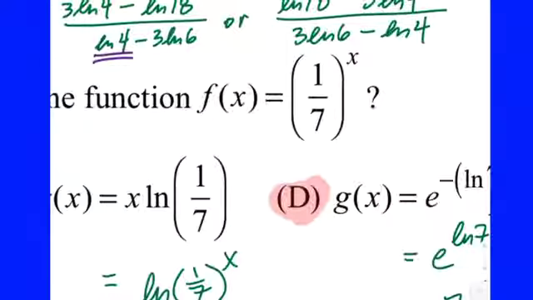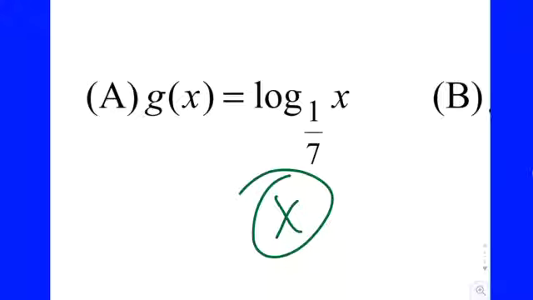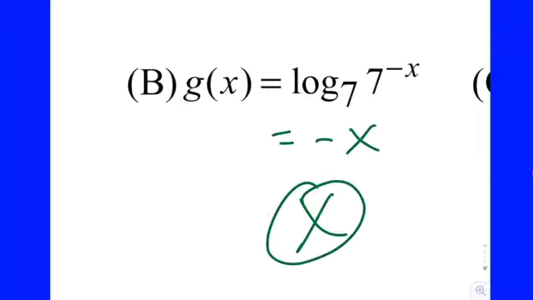But let's see why. 1/7 to the x is exponential decay. If you come over here and look at G, that's the inverse of 1/7 to the x. That's logarithmic decay, base 1/7. So an inverse cannot be the same as the original. So that's not it. This one, log base 7 of 7 to the negative x, well, that simplifies down to negative x.